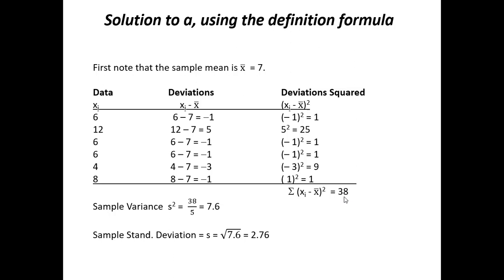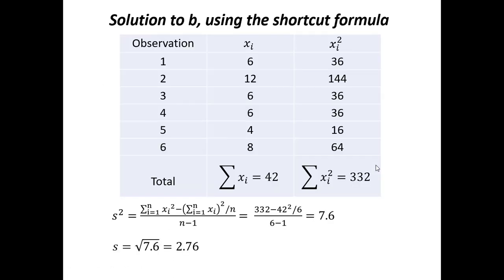And the sample standard deviation is the square root of 7.6, so I would get 2.76. Now we could also do this using the shortcut formula. If we think of our list of observations, we refer to them as the xi's. You can see that if we add up that column, we get 42.